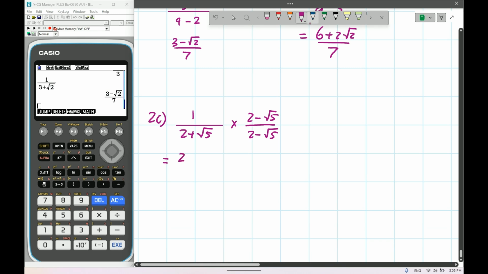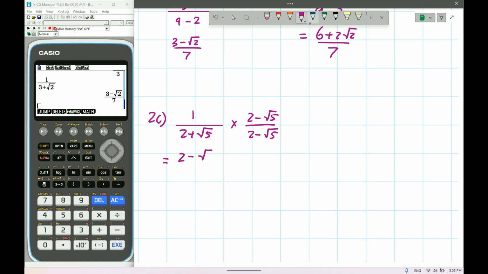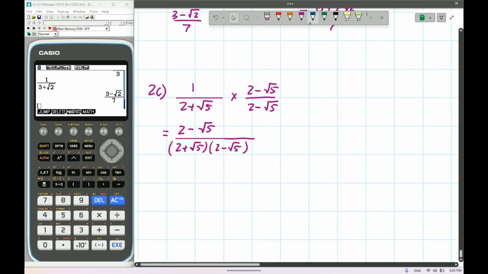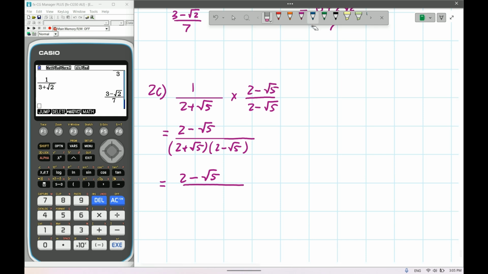So on the top, it'll be 1 times all that, but that's going to be okay, it'll just be the same. And then this will become 2 plus root 5 by 2 minus root 5. And just like before, expand it using the difference of squares. So it'll be 2 times 2 is 4, minus 5. So we're left with 2 minus root 5 over minus 1.